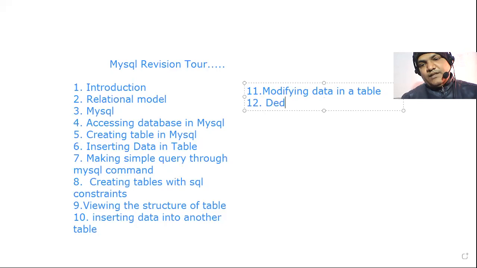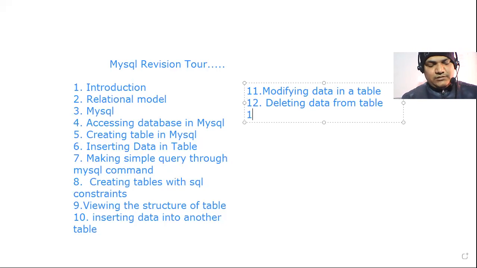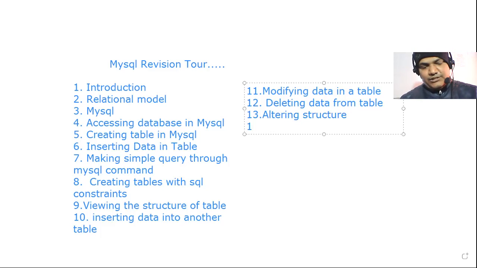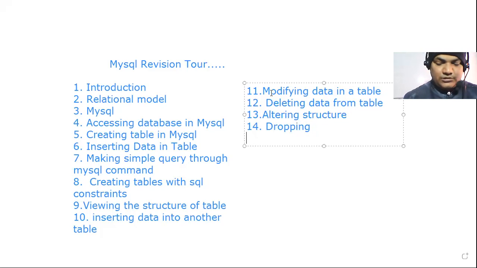Deleting data from a table is very common, I need not specify this. Altering structure: suppose first name is there and last name is missing in our column. So later on we can alter the structure of a table also. Dropping means we are going to delete the table along with the data, along with the structure also. So that is dropping a table.